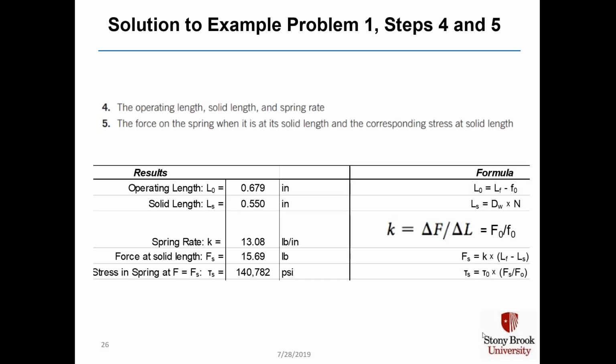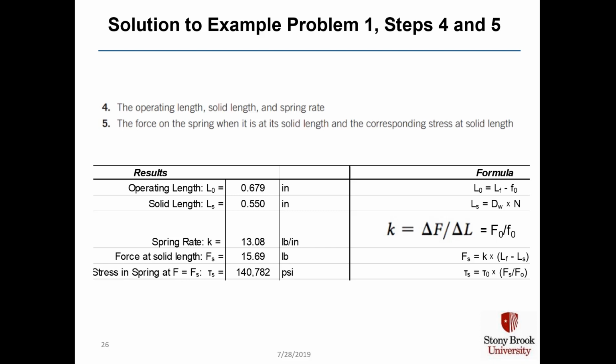In step 4, we calculate the operating length, the solid length, and the spring length. The operating length, L sub 0, is the free length, L sub F, minus f sub 0, which is the deflection for the operating length. And that's equal to 0.679 inches. The solid length, L sub S, equals 0.550 inches. That is equal to the wire diameter times the total number of coils, both active and inactive.